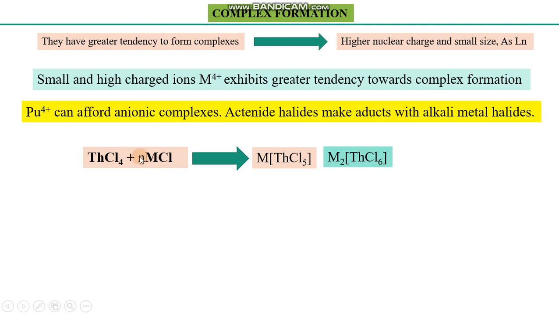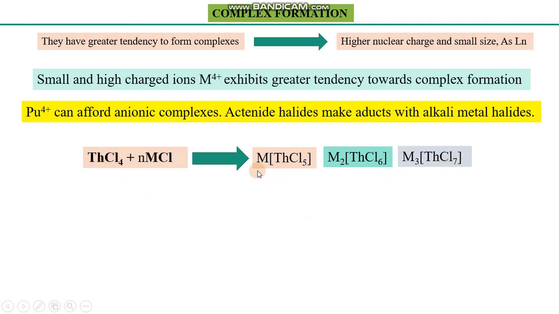So the coordination sphere of thorium expands from 4 to 5, and further another mole of this metal chloride salt can react with thorium chloride. So 1 mole can react, 2 moles can react, and in the case of 2 moles, this will be the resultant complex where the coordination number of thorium further extends to 6. Three moles of the metal salt can also be treated with thorium chloride, and upon reaction the coordination number of thorium further extends from 4 in the starting material to 7.